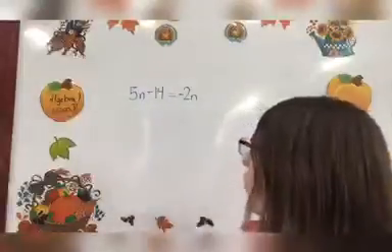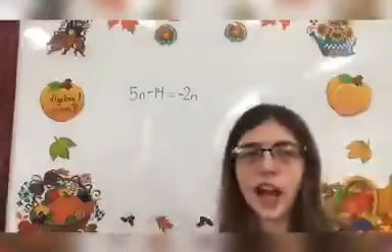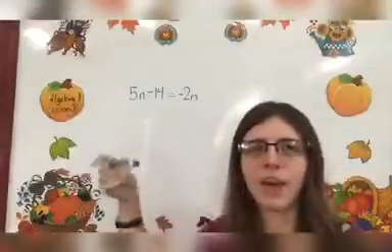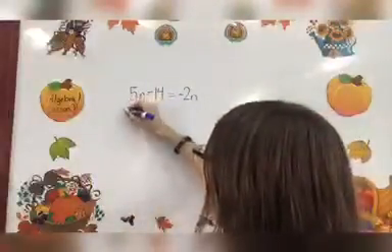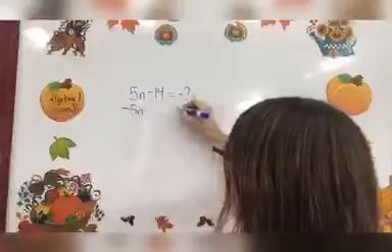All right, first things first, I need to combine my like terms. Usually I prefer not to have a negative, but I'm going to go ahead and move that 5n, that way I don't leave a 0 over here. So I'm going to subtract 5n from both sides.